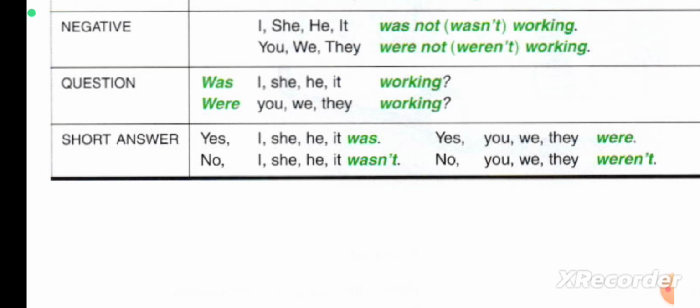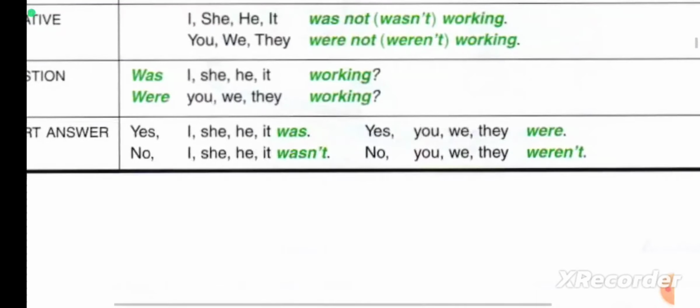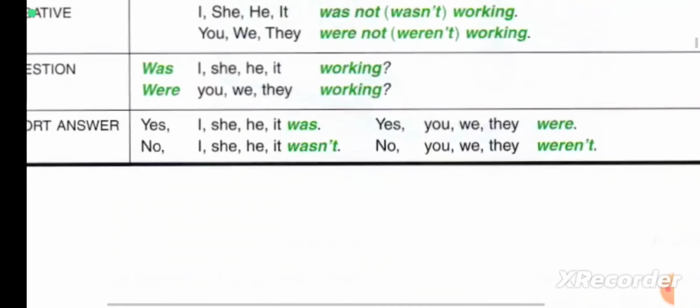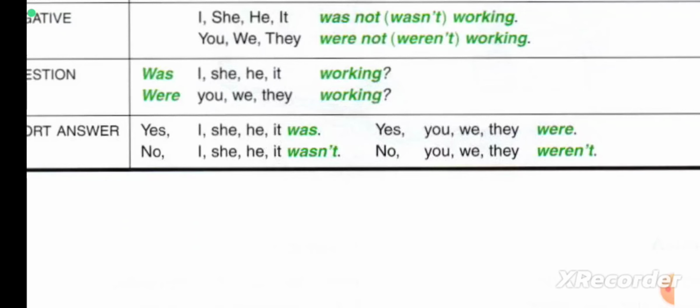With the other pronouns like she, we say, no, she was not, or no, she wasn't. Those are the only forms. When it comes to the other pronouns, you, we, they, or a plural noun, we say, for example, were they working? No, they were not, or no, they weren't.